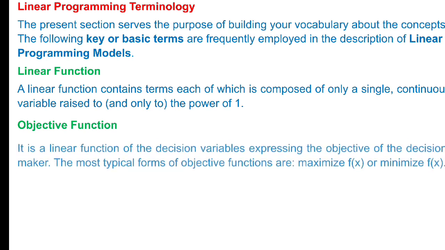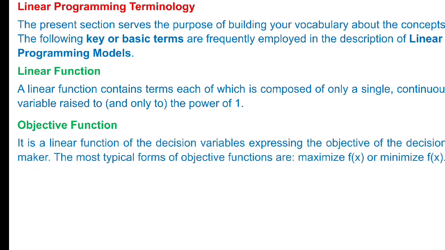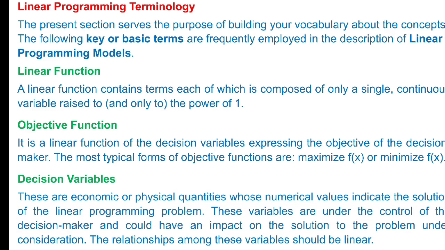Objective function: it is a linear function of the decision variables expressing the objective of the decision maker. The most common forms of objective functions are maximize or minimize functions. Decision variables: these are the economic or physical quantities whose numerical values indicate the solution of the linear programming problem. These variables are under the control of the decision maker.